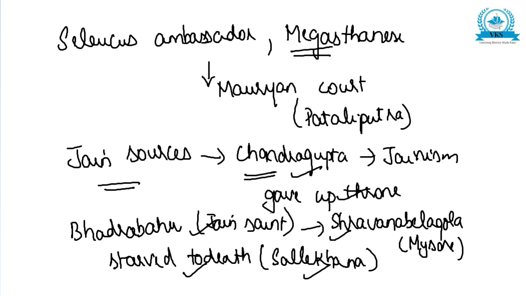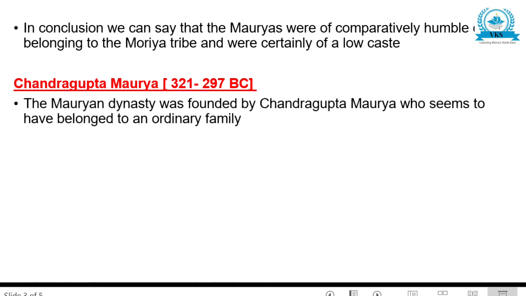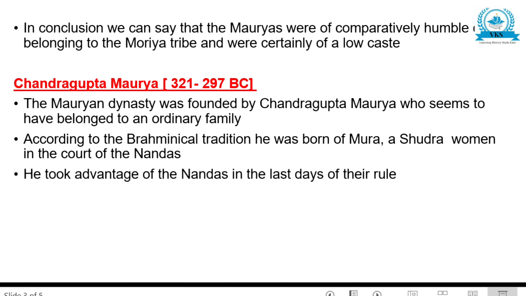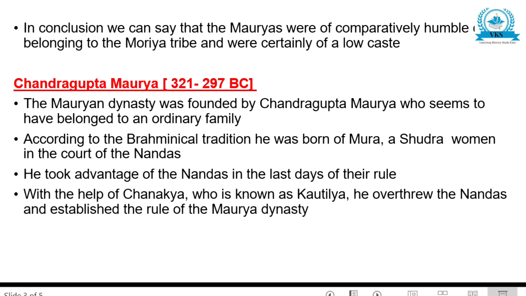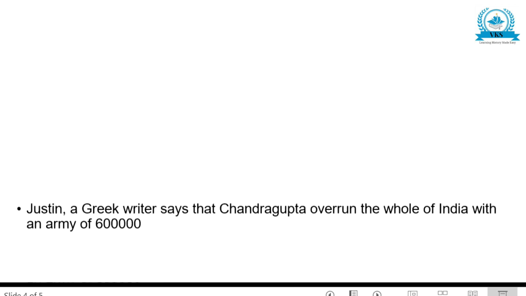So now let us go through the points which we have studied till now. Chandragupta Maurya. The Mauryan dynasty was founded by Chandragupta Maurya, who seems to have belonged to an ordinary family. According to the Brahminical tradition, he was born of Mura, a Shudra woman, in the court of the Nandas. He took advantage of the Nandas in the last days of their rule. With the help of Chanakya, who is known as Kautilya, he overthrew the Nandas and established the rule of the Maurya dynasty. The acquisition of Magadha was the first step in the establishment of the new dynasty.